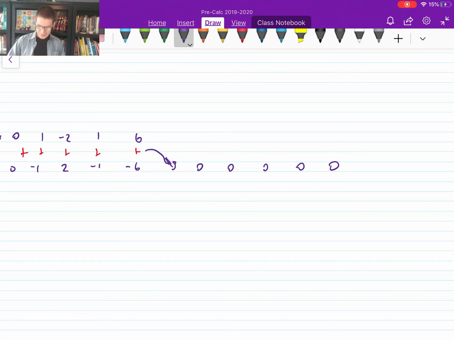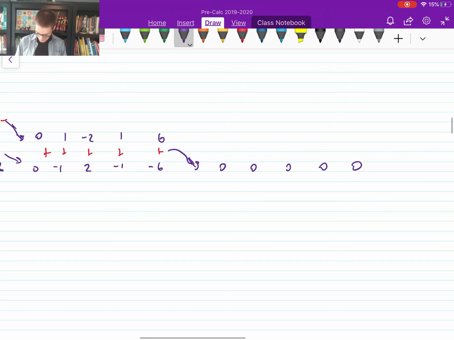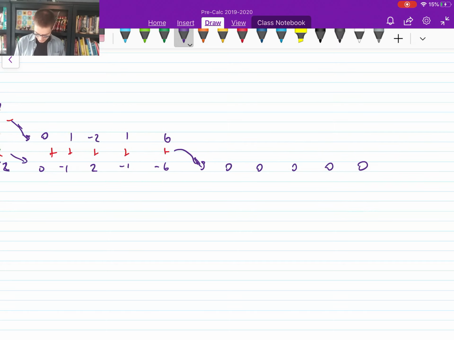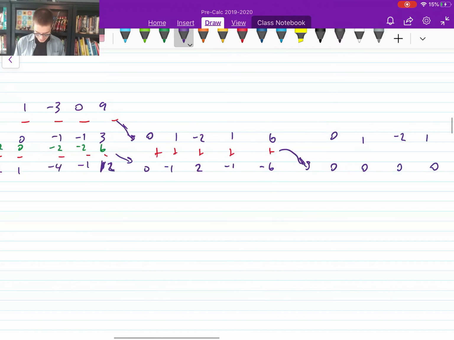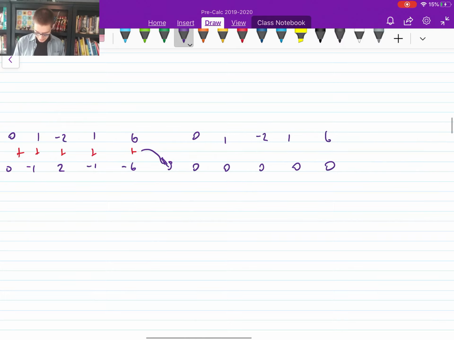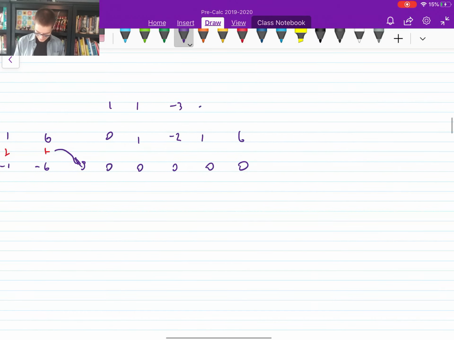So you might recognize what this means. This means that the answer is all real numbers. It's just all real numbers. That's the way it is. There's no other way to put it. But let's just write in the rest of them so we can get a better picture. So 0, 1, negative 2, 1, 6, and then 1, 1, negative 3, 0, and 9.